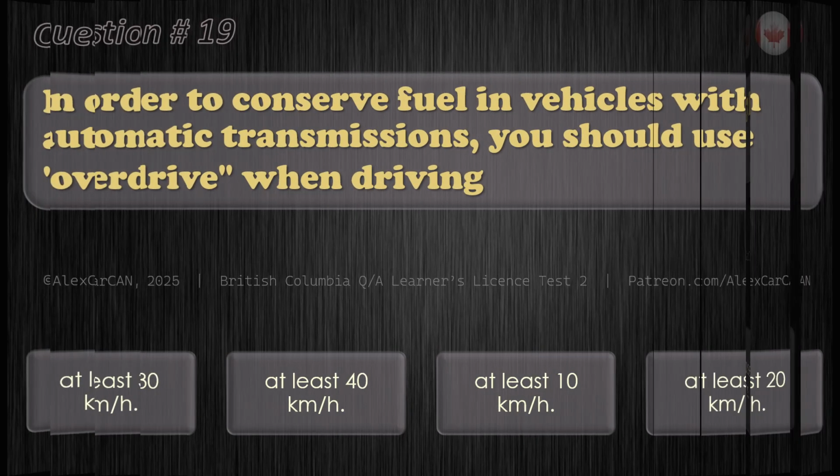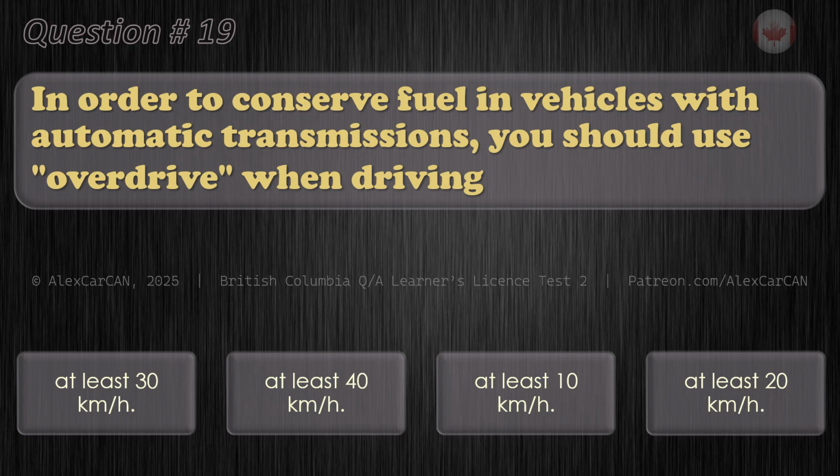Question number 19. In order to conserve fuel in vehicles with automatic transmissions, you should use overdrive when driving at least 30 km per hour, at least 40 km per hour, at least 10 km per hour, at least 20 km per hour. The correct answer is at least 40 kilometers per hour.